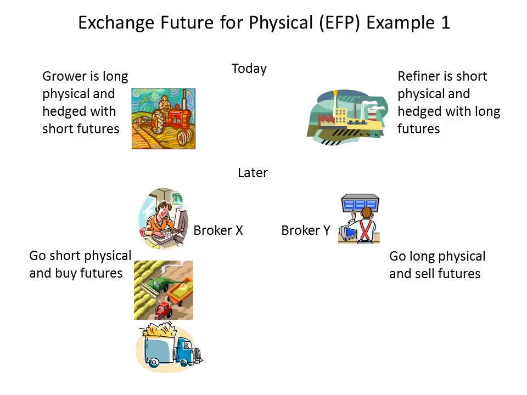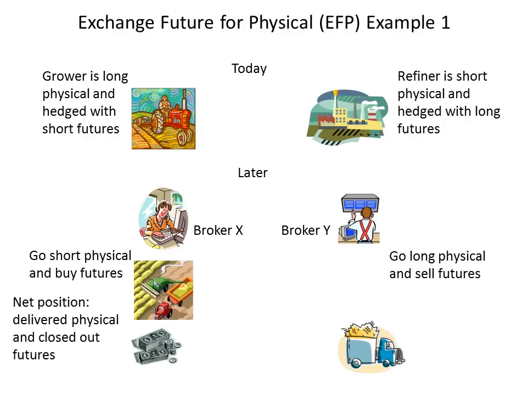The farmer will then deliver the crops in exchange for cash, so that on a net basis the farmer has delivered the physical and closed out the future, and the refiner has, in this example, received the physical and at the same time closed out their futures contract.